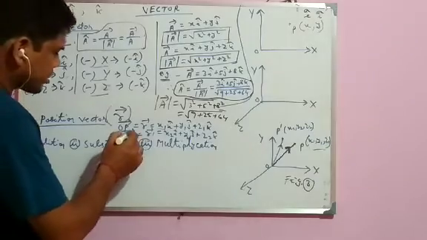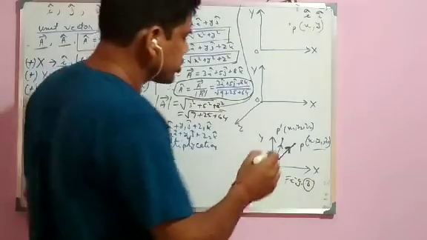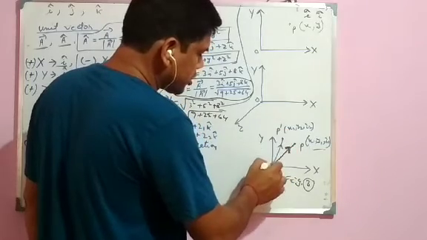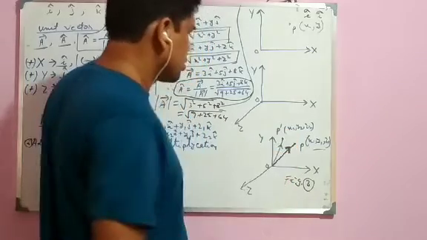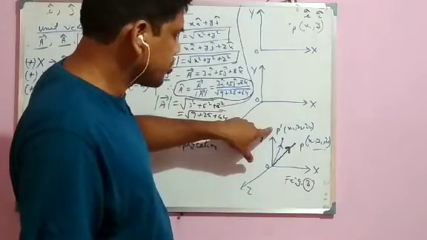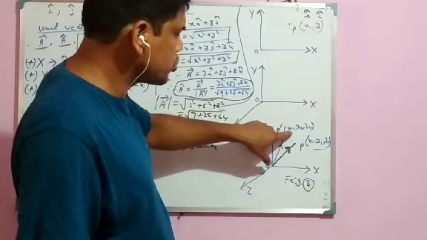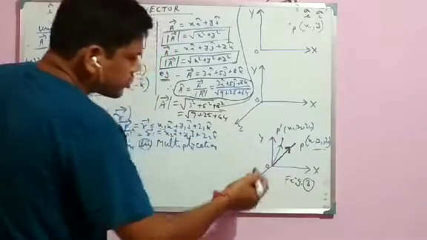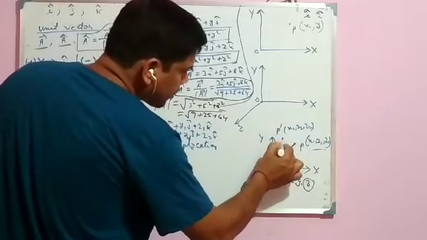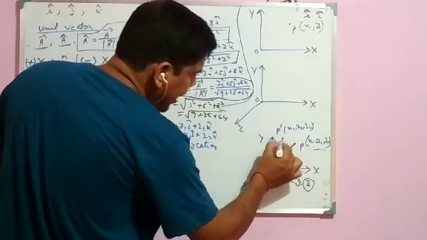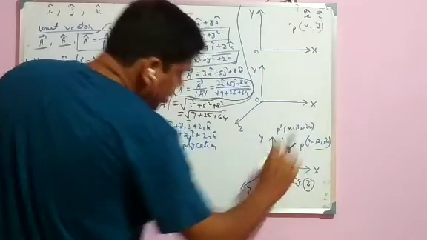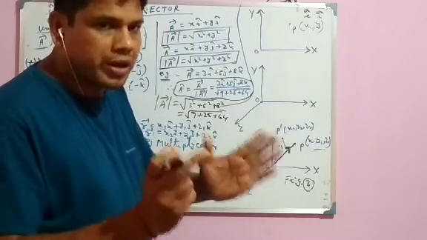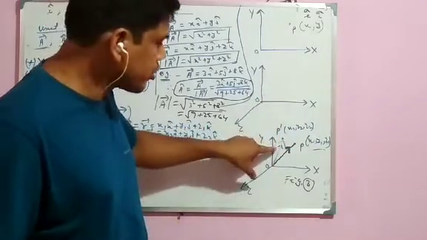Next, if we want to find the position vector of point P dash with respect to origin O, let the coordinates of point P dash be denoted by x2, y2, z2. So how to find the position vector? We have to draw a straight line with an arrow. The length of this straight line gives the magnitude of this position vector, and this arrow gives its direction.